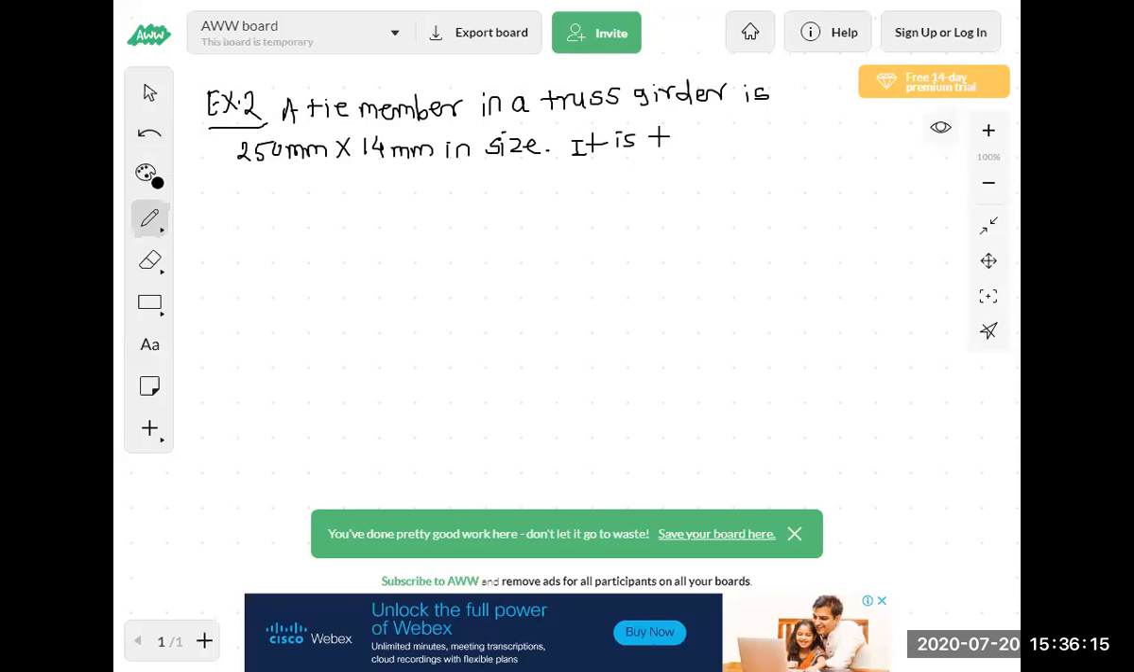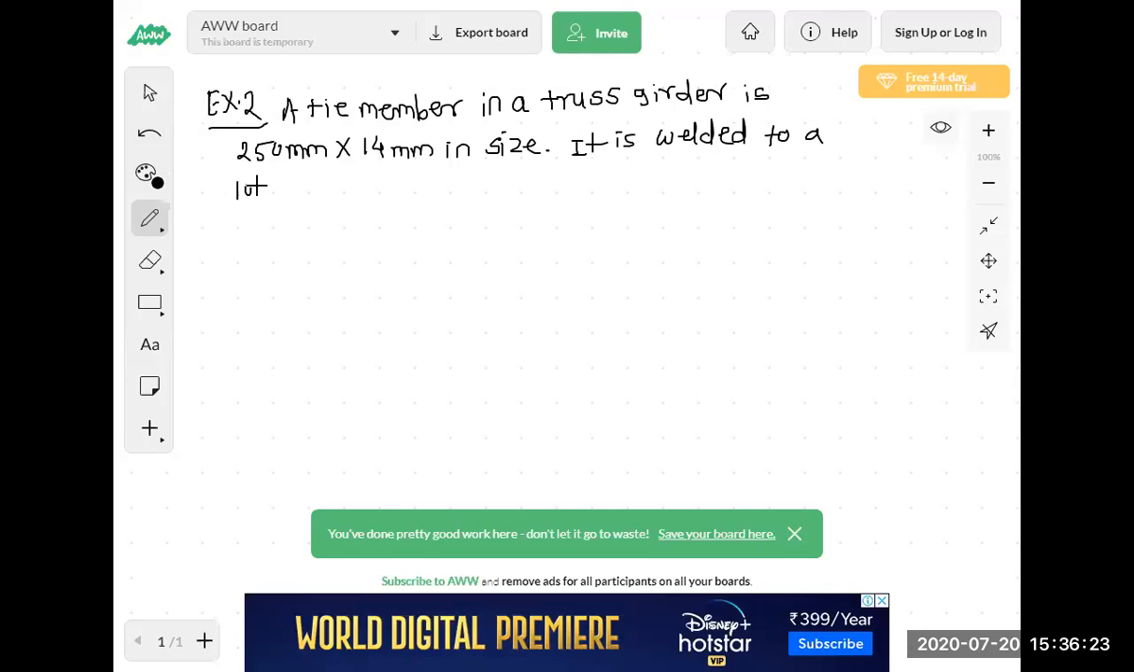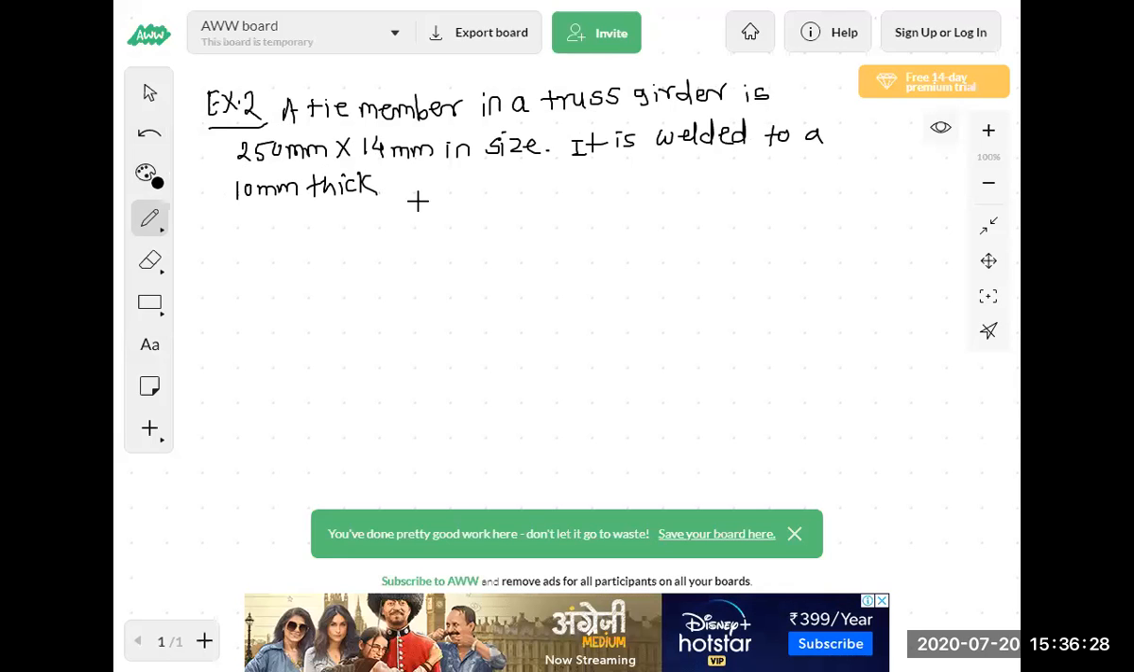It is welded to a 10 mm thick gusset plate by a fillet weld.